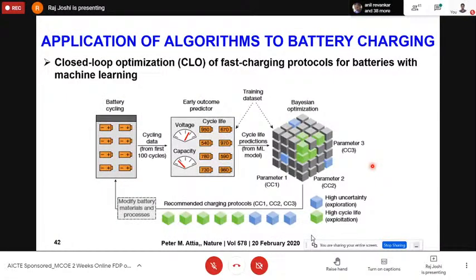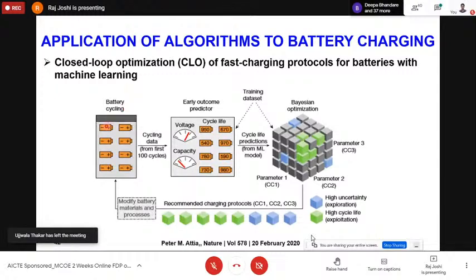So now how can we take these algorithms? Here is a classic example: battery charging. It's a closed loop optimization. This work is from Stanford, recently published, a very interesting paper. How do we use machine learning for it?